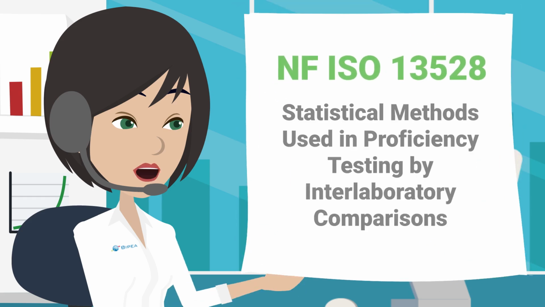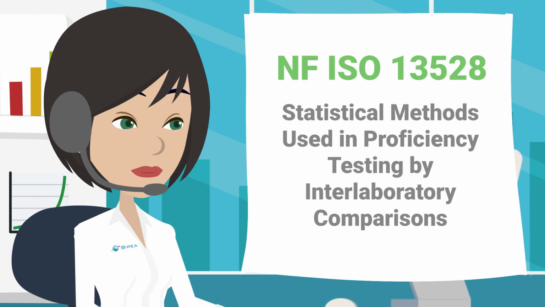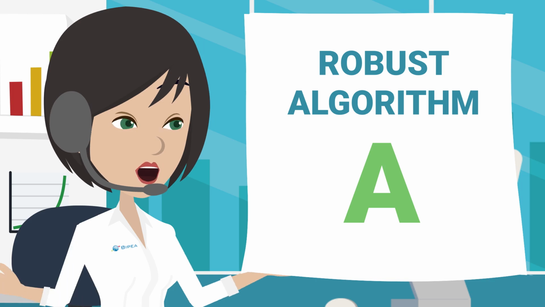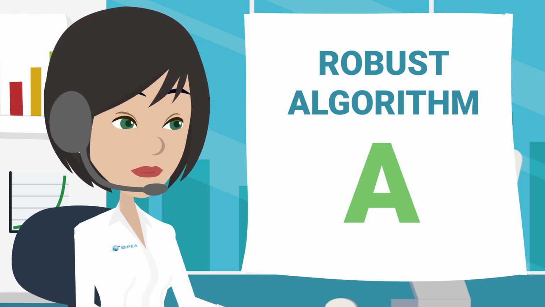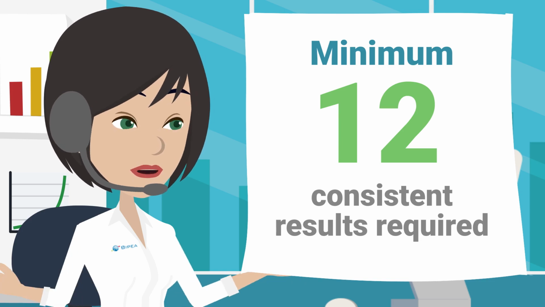The requirements of the statistical standard governing data processing highlight the risks associated with small sample sizes and recommend using robust statistics, such as those implemented by BIPEA with the robust algorithm A. To reach this threshold, a minimum of 12 consistent results is required. Below this number, we must be cautious.